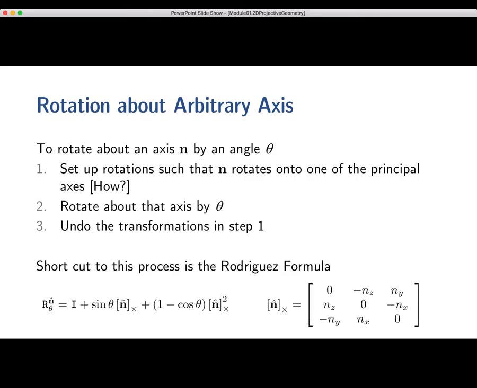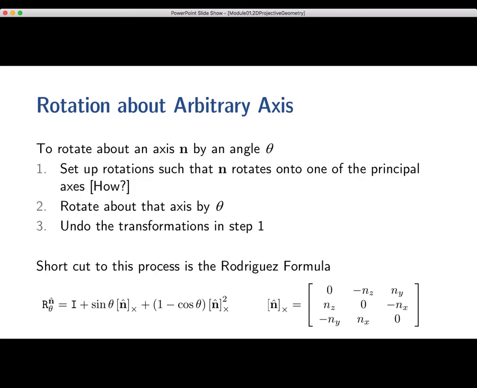There is a shortcut to this, which is called the Rodrigues formula. I'm not proving it, even though we could prove this, but I'm just stating this for reference because people talk about the Rodrigues formula, so you should know. The Rodrigues formula is the whole solution to this. That is, the way to come up with that rotation matrix about axis n by theta in one step.